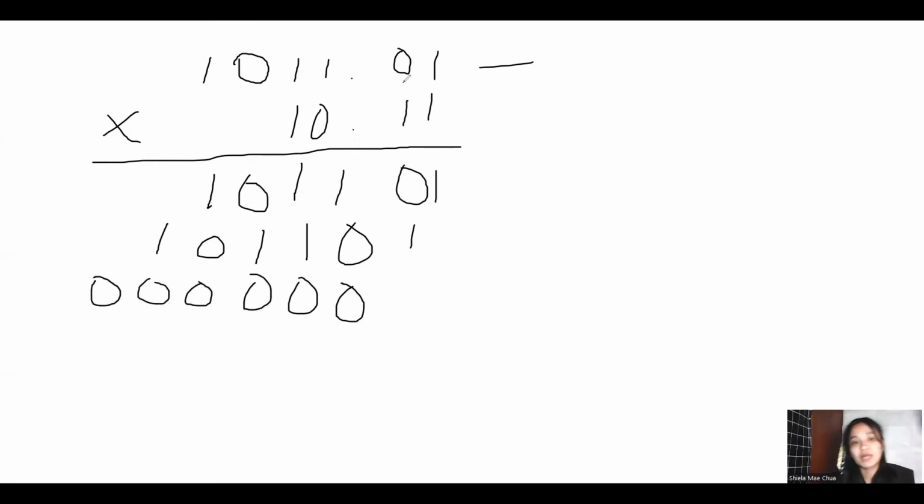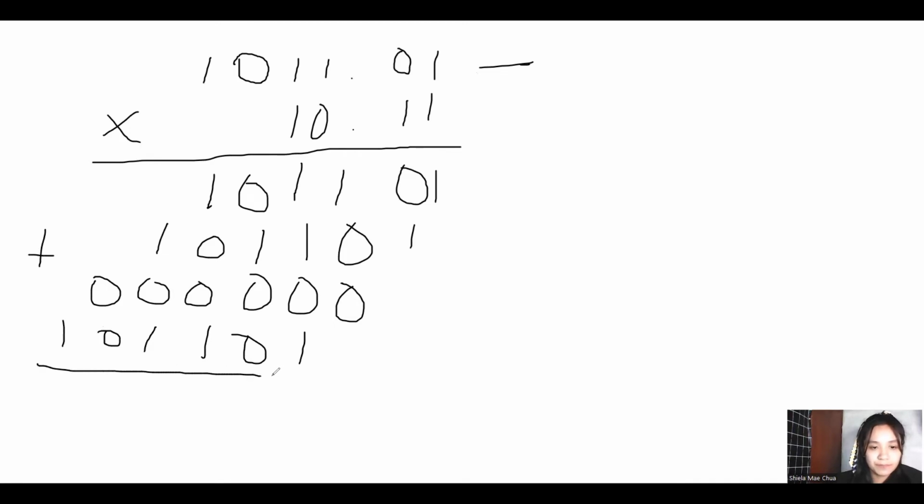Now, multiplying 1 to this value, we will get the same, which is 1, 0, 1, 1, 0, 1. Now, let's perform the addition. So, bring down 1. 0 plus 1 is 1. 1 plus 0 plus 0 is 1. 1 plus 1 plus 0 plus 1 is 1, 1. 1 plus 0 plus 1 plus 0 plus 0 is 1, 0.